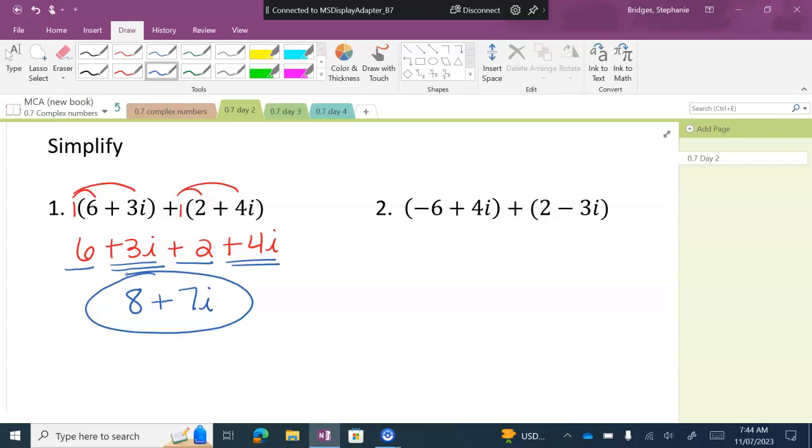Again, with the parentheses, there is a plus in between them, so we're going to think about distributing. And the only reason we continue to think about distributing is sometimes there will be a minus. So we will technically have to distribute and change things a little bit.